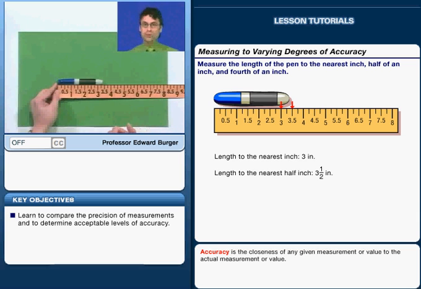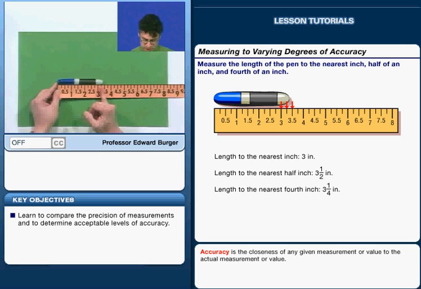What if the degree of measure was in quarter inches? Well, then I would say that the measure would be 3 1/4, because notice the pen ends just a little bit past 3 1/4. It's closer to 3 1/4 than 3.5. And so the estimate here would be 3 1/4.